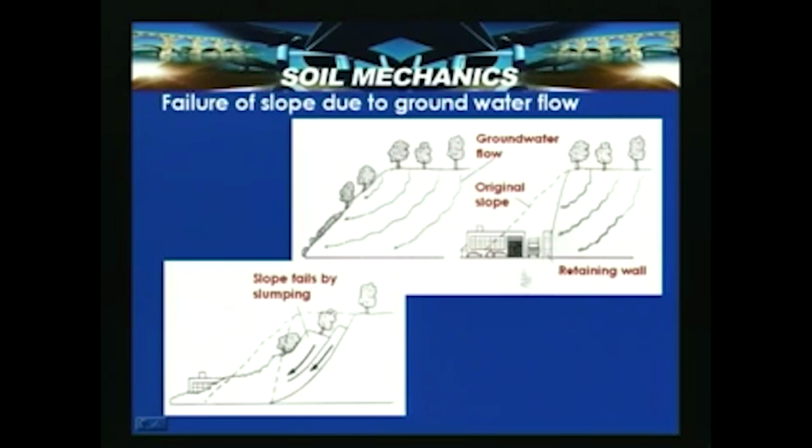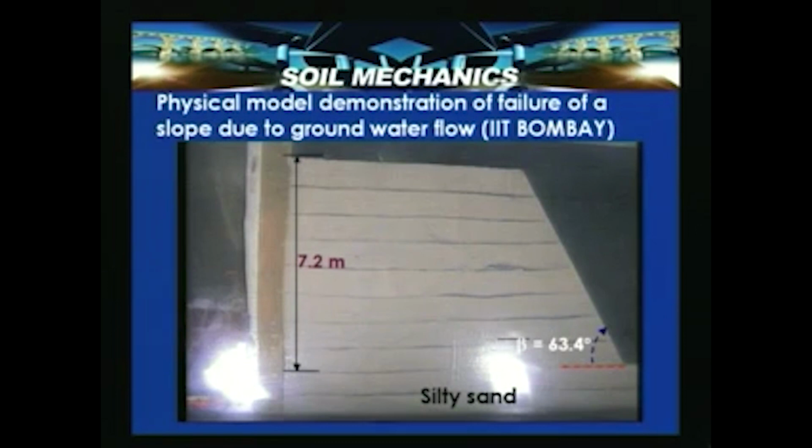Suppose with a remedial measure like a retaining wall, this can be used for retaining the soil. But what is the influence of water on the stability of a slope can be seen through a physical model, which is shown as a demonstration experiment. When the water flows through the soil, how it can endanger the stability of a slope. So, in this section, as you see, a physical model demonstration of failure of a slope due to groundwater flow, which is carried out at IIT Bombay, is shown.